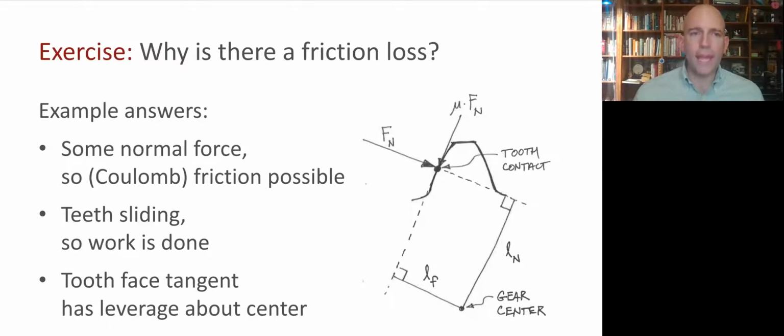And so the way that this energy loss is going to manifest is as a torque due to friction that counteracts the driving torque of the gear. Here you can see that normal force is causing a moment in this direction, and the friction force is causing a moment in the opposite direction in this configuration.